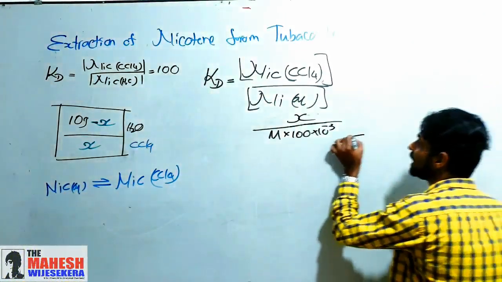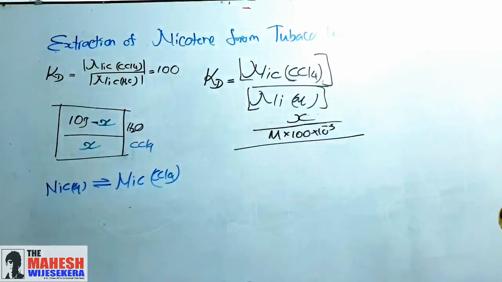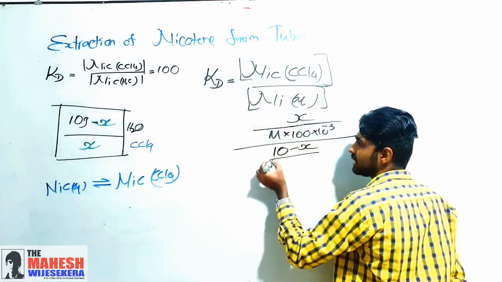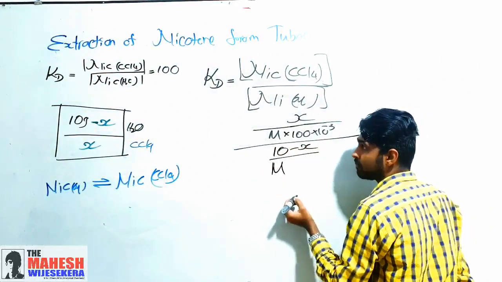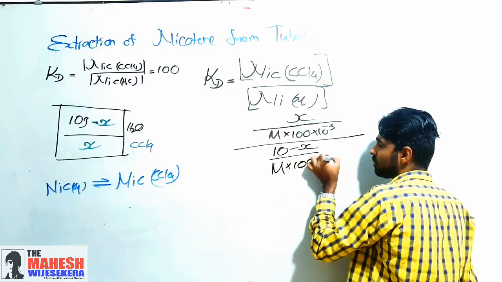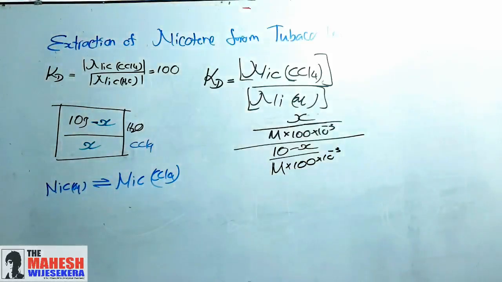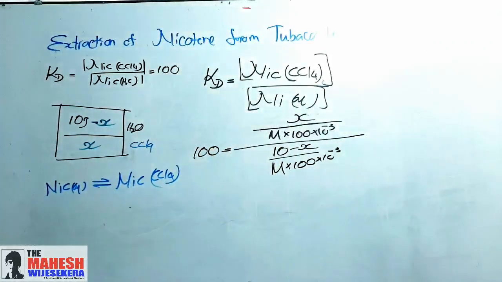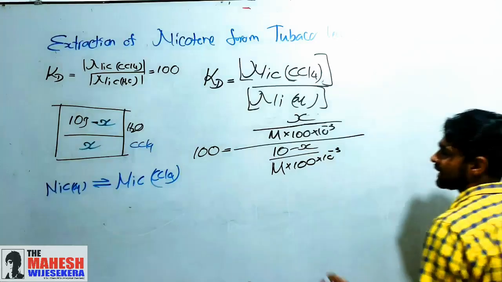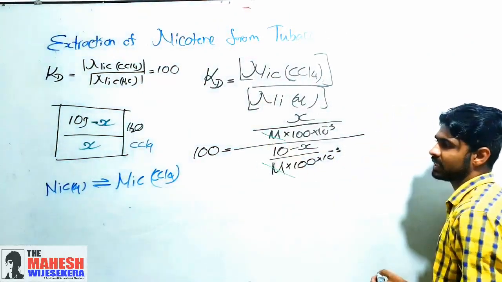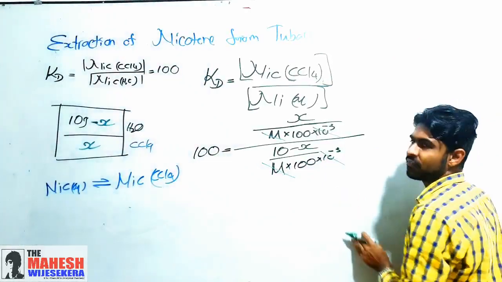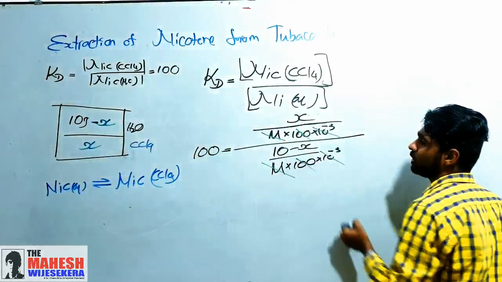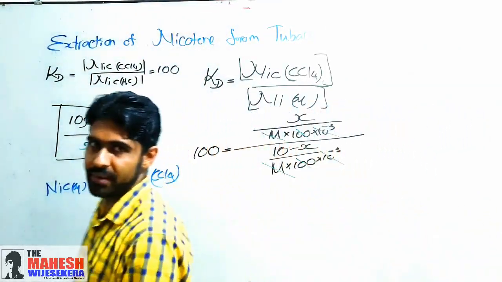Divide by nicotine in the water layer. How much nicotine is in the water layer? 10 minus X is the mass, divided by molar mass M, into 100 into 10 to the power minus 3. And this is equal to 100. If you carefully go through, you will understand that the molar mass cancels out. The 10 to the power minus 3 also cancels out, and as the volumes are the same, the volume also cancels out.